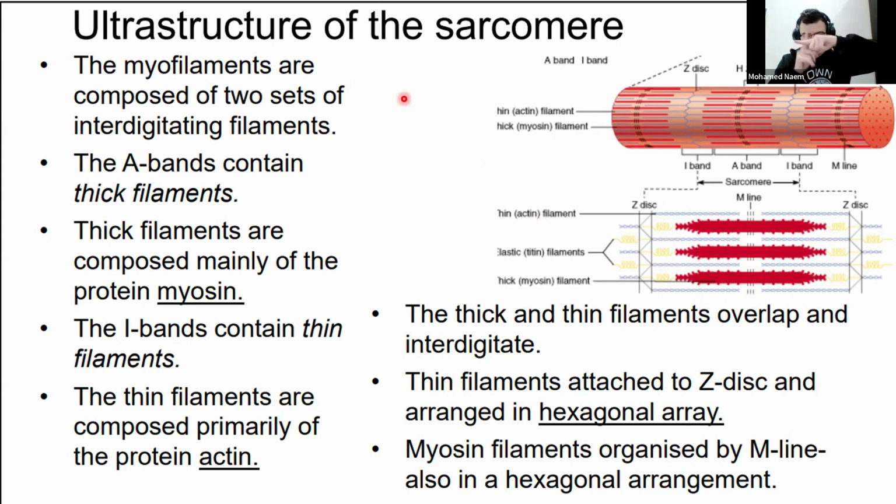Just imagine if we didn't have this M line keeping the myosin in its place. With each contraction or each cross bridge that's going to happen, the myosin is going to keep moving and moving, and we won't have a normal contraction. Is this clear, guys? I think this is very clear.